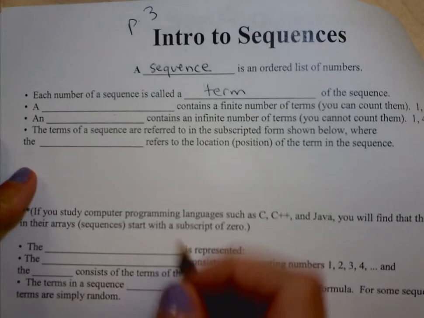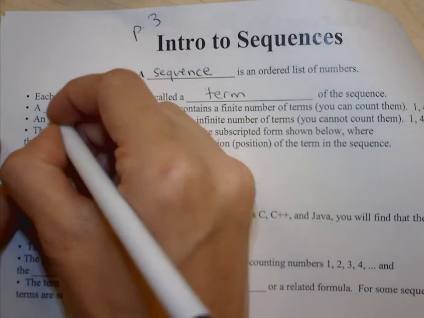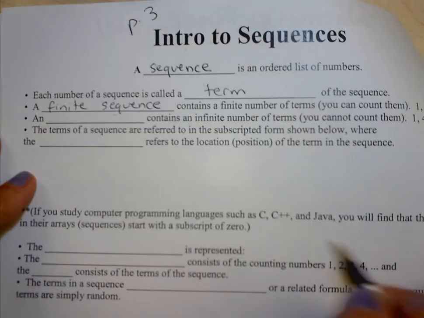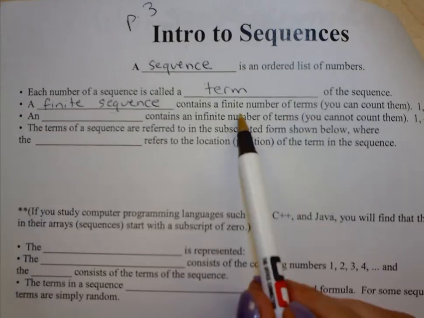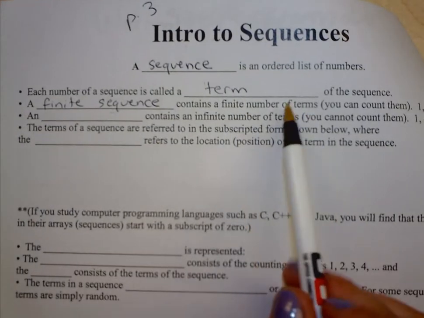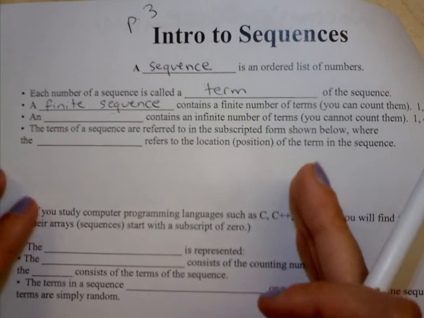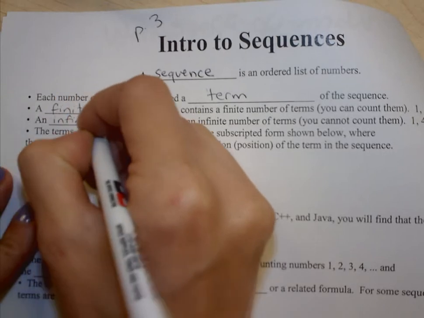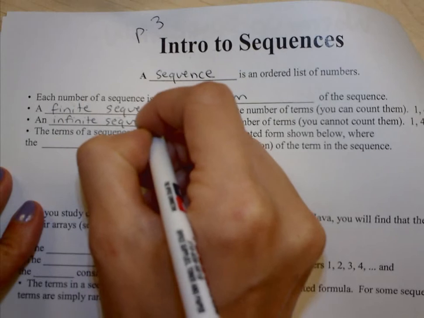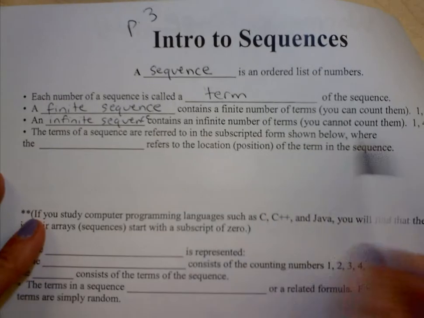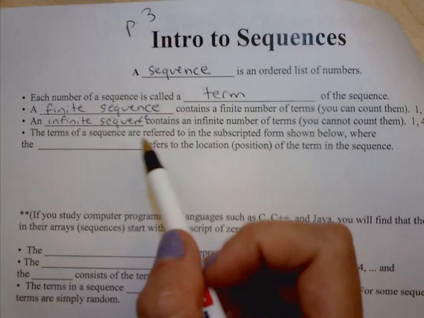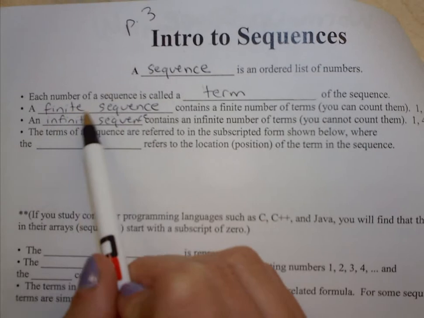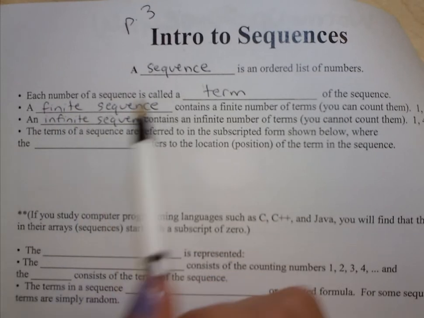A finite sequence contains a finite number of terms. Finite means a certain number, so it's not going to go off into infinity. It stops at a certain point. An infinite sequence contains an infinite number of terms, so they're going to keep on going off forever. So a finite sequence and then an infinite sequence.